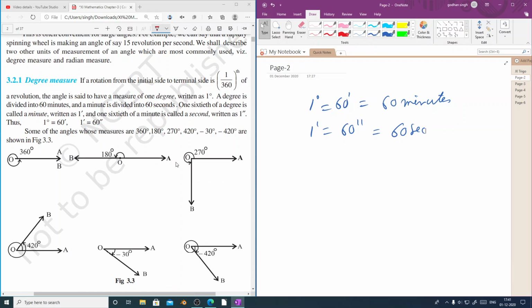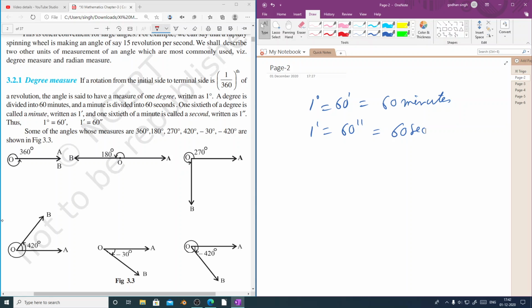360 degree, you can see that's a complete rotation, and the rotation is in this direction, anti-clockwise, so it's 360 degree. 180 degree, as discussed, is half a rotation. This is 3/4 of the rotation, so it is 270 degree, but it is anti-clockwise.